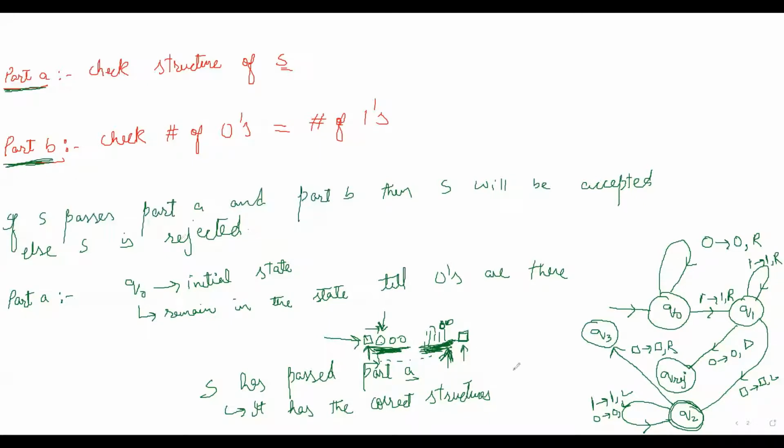Okay. So let me make this diagram in clean format. So what is part A? Part A is check the structure. And what is the actual string? This is Q0. This is the initial state.